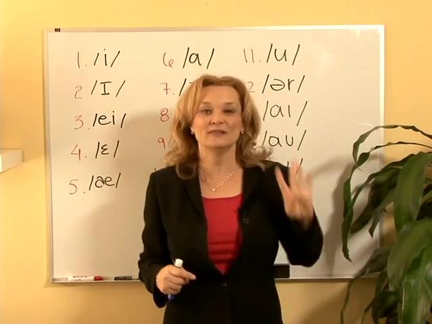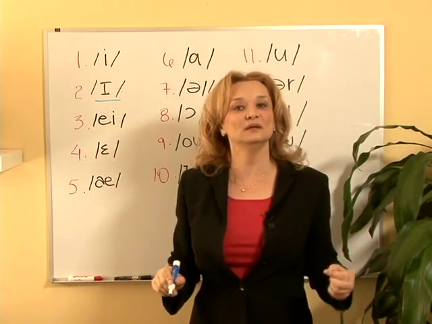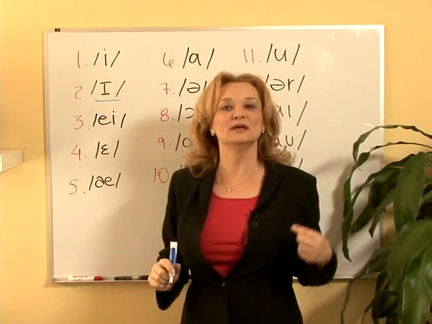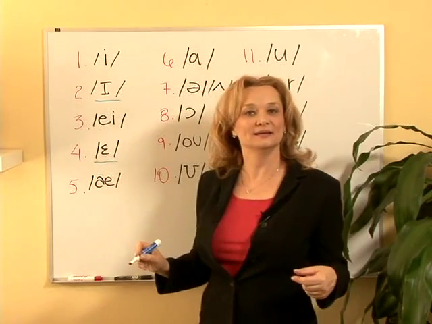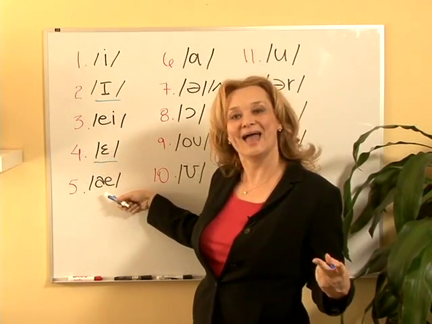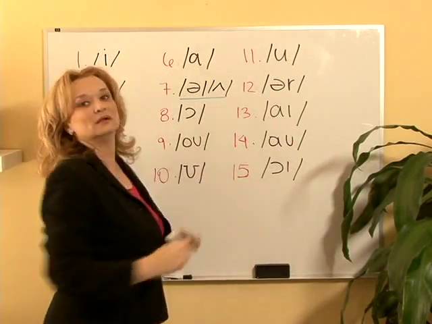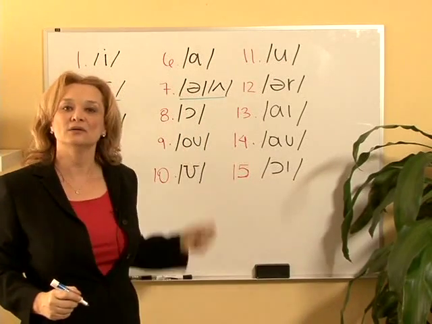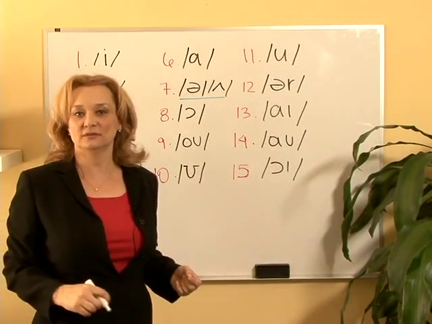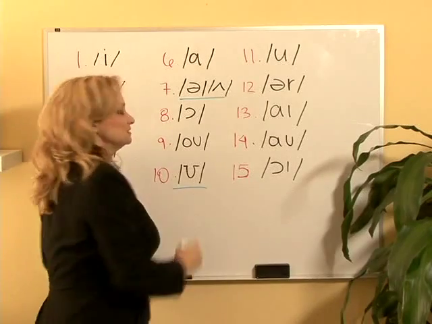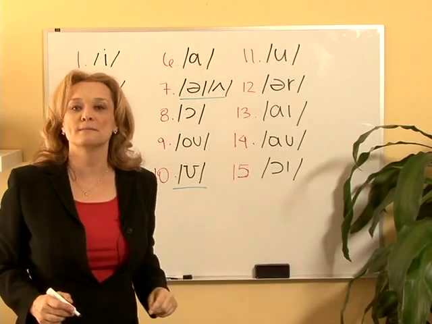So let's learn the 4 neutral vowels of American English. The first one is I. So we don't say E, we say I. Very neutral, very relaxed. The second one is E. We don't say A, we say E. The third one is uh. We don't say love, we say love. And the fourth one is uh. We don't say book, we say book.